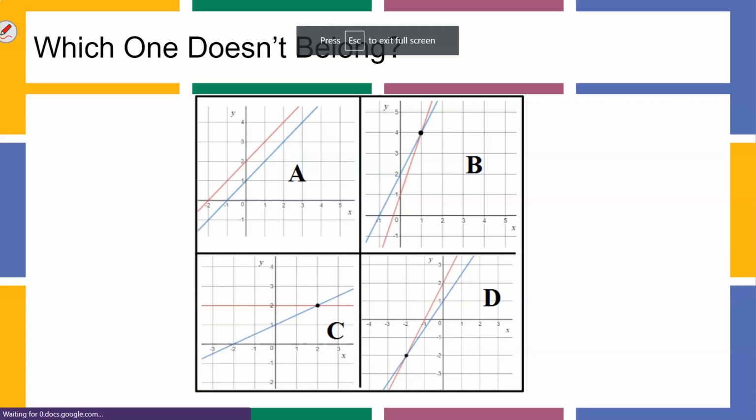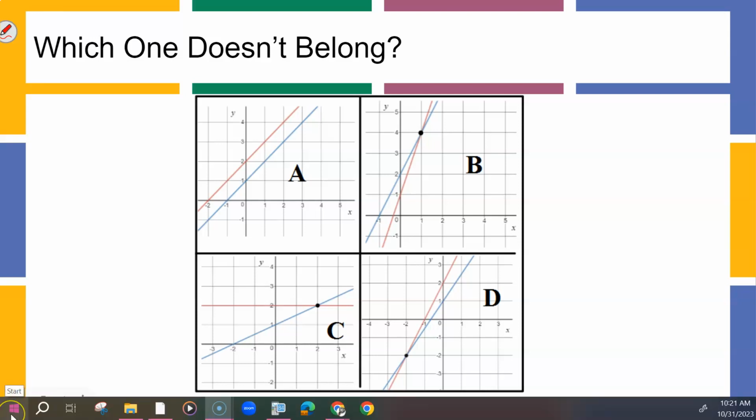This is your warm-up for today. I'm going to give you a couple minutes to look at these four and decide which one does not belong and why. Again, like before, there are multiple ones that don't belong for different reasons. Your job is to come up with one and why.